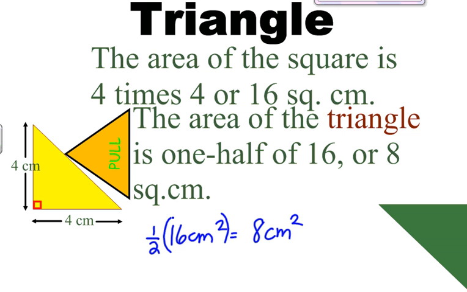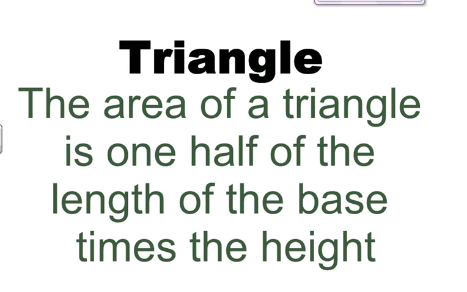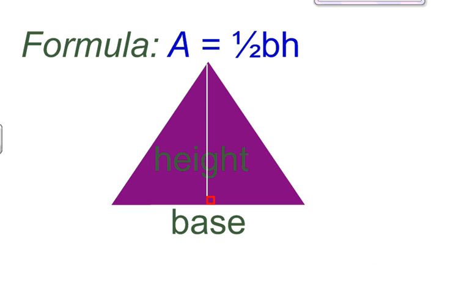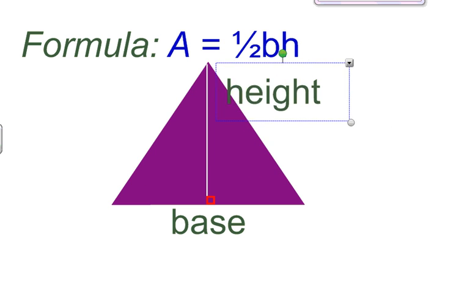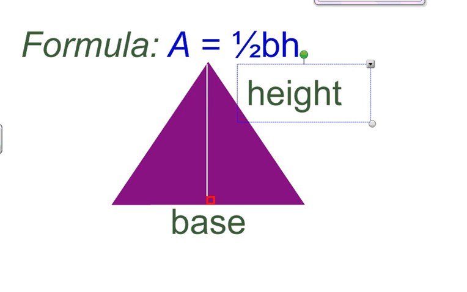So the formula for the area of a triangle is 1/2 of the length of the base times the height. Or in other words, it looks like this. Formula: A equals 1/2 bh. And that means that the area is 1/2 of the base times the height. And I can tell where the height is because it is connected with this red 90-degree angle mark.